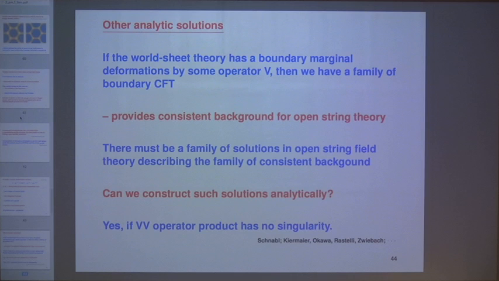Now, people then went ahead and looked for other analytic solutions. Let's suppose that the worldsheet theory has a boundary marginal deformation by some operator V. Then we should have a family of boundary conformal field theories, because a marginal deformation produces a family of boundary conformal field theories. All of these provide consistent backgrounds for open string theory, and hence there must be a family of solutions in open string field theory that describe the family of consistent backgrounds. And the question that one might ask is: is it possible to construct such solutions analytically? This was answered by these authors, and the answer turned out to be yes, provided the operator product of V and V has no singularity.